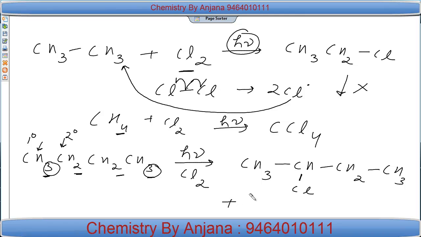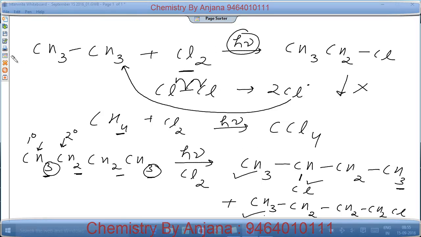Yes, there is a minor possibility that we can get this also, CH3, CH2, CH2, CH2Cl. Very less possibility, very less chances are there that this H can also be substituted with Cl, but preferred is always secondary hydrogen in place of primary hydrogen. So this one is the major product and this one is the minor product of this reaction. So in this way, with the help of alkanes, we can produce alkyl halides, and this method is called halogenation of alkanes in presence of sunlight always.